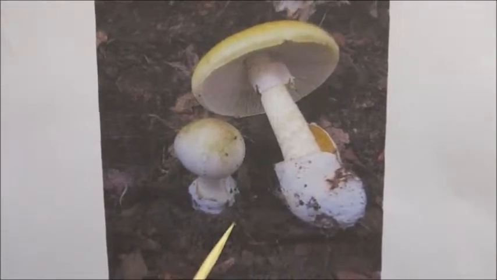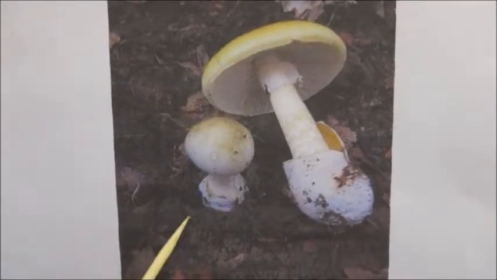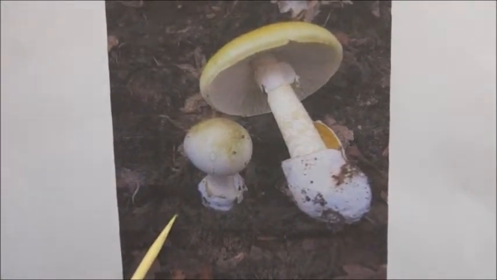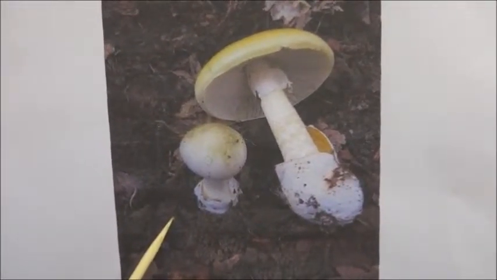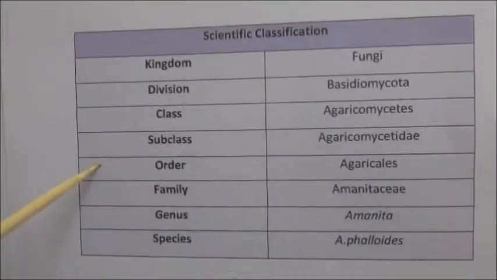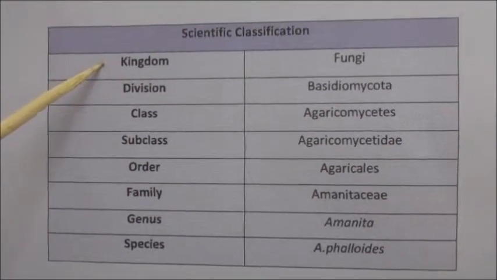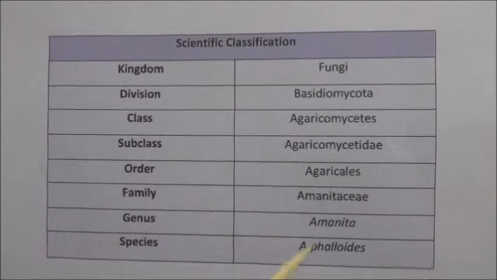As you can see in this picture, the structure of this mushroom looks similar to the mushrooms that we usually eat. However, it is so poisonous. Now let's move to the scientific classification of this mushroom. This mushroom falls under the kingdom of the fungi, the genus of Amanita and the species of Amanita phalloides.